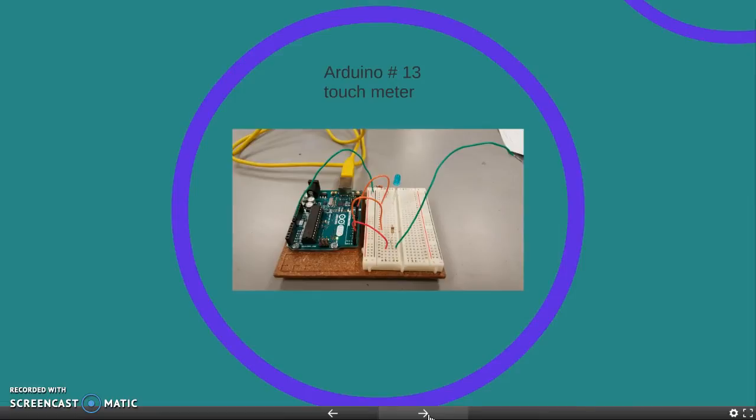After that, we were once again let loose to do our Arduino projects. We were moving on to our number 13 at this time, which is our second project. It was a touch meter.